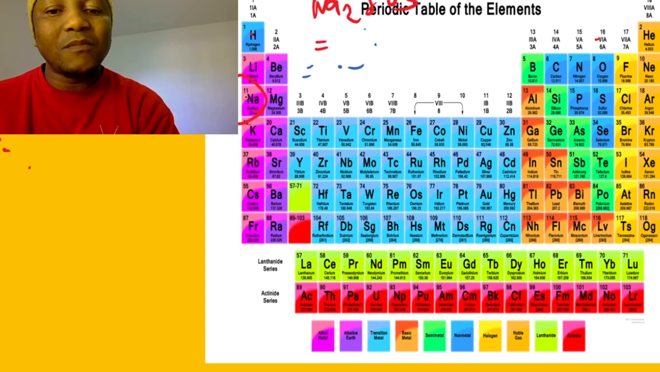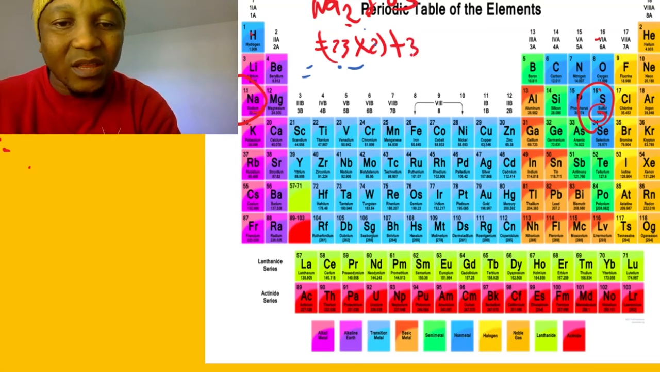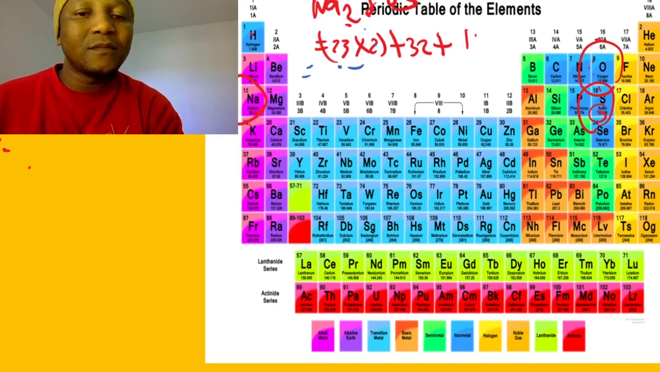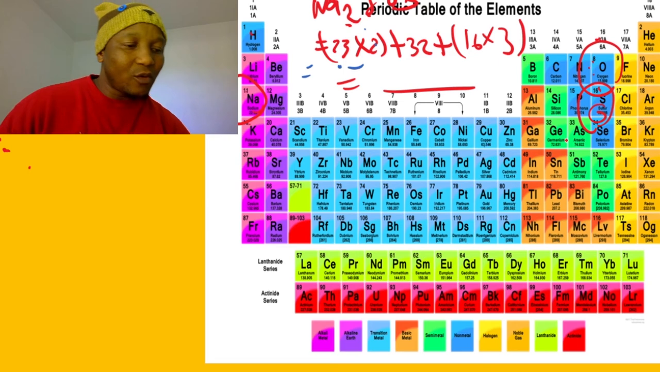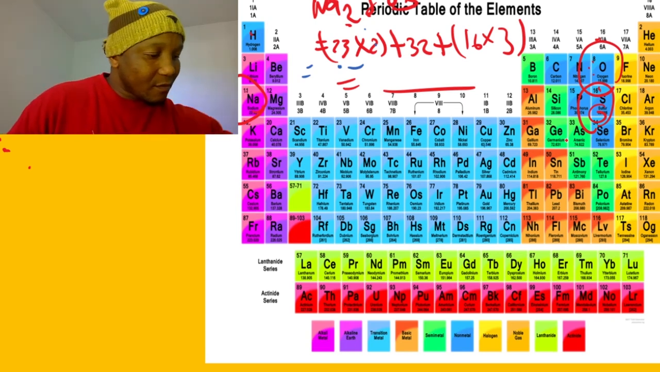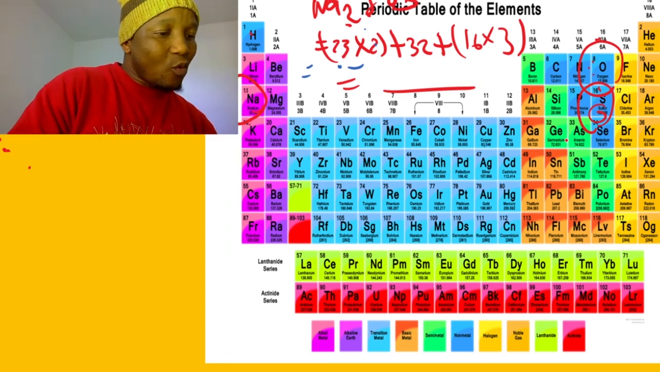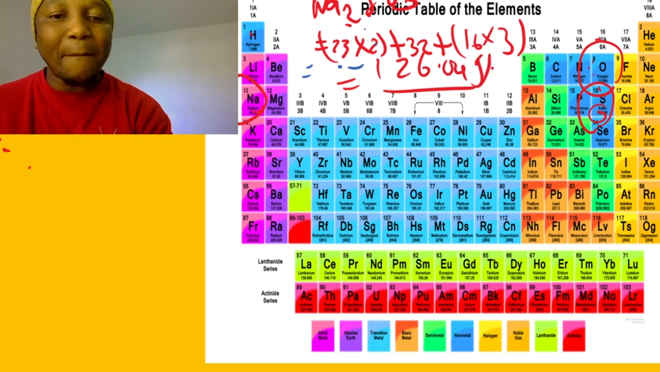Sodium is 23, but there are 2, so multiply by 2, plus sulfur is 32. Sulfur is here, it's 32. Take the bigger number, because there are 2 numbers, 16 and 32. Take the 32, plus oxygen. For the 3 oxygens, there's 8 and 16, so you take the bigger number, because for every element there's a small and a bigger number. So we say 16, but there are 3 of them, times 3. You can put it in the calculator and work it out. This gives the molar mass of sodium sulfite equal to 126.04 gram per mole.